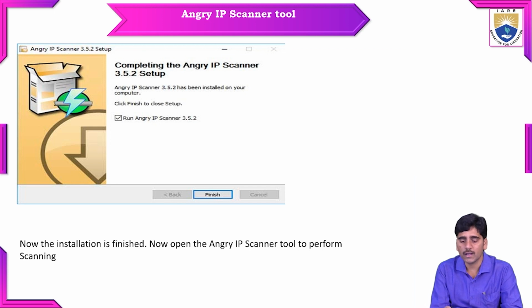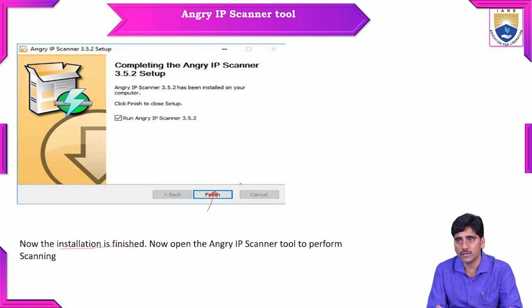Completing the Angry IP Scanner setup is displayed. Angry IP Scanner 3.5.2 has been installed on your computer. Click finish to close the setup. After clicking finish, if you check the run Angry IP Scanner 3.5.2 option, it is automatically started after finishing. So now the installation is finished.